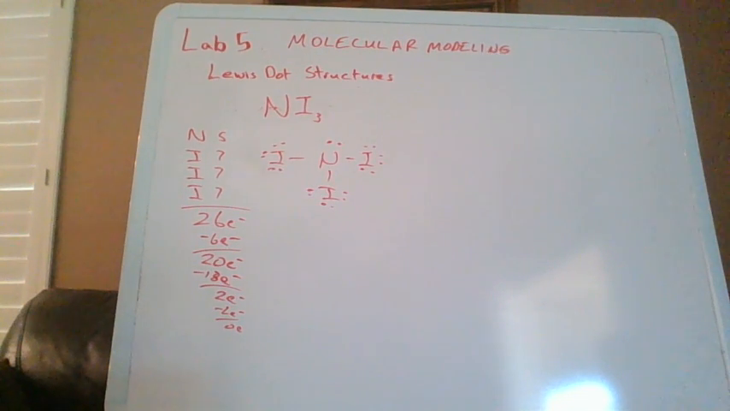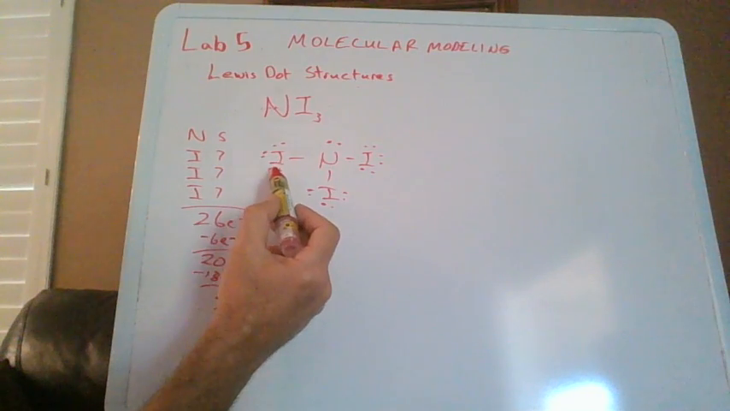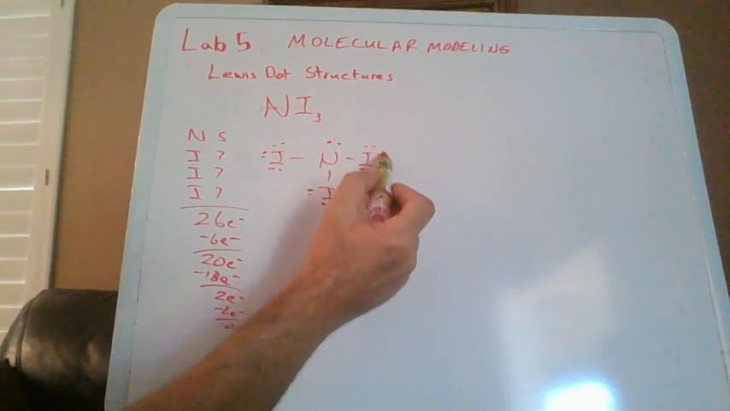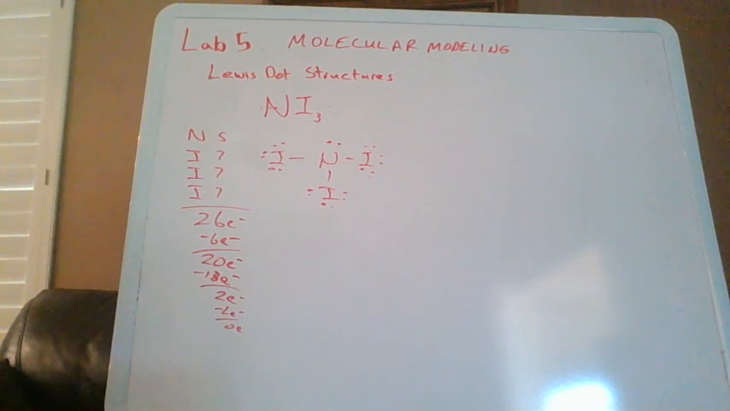And then to make sure our structure is correct, we have to count how many valence electrons everybody sees. So this iodine sees 2, 4, 6, 8, 2, 4, 6, 8, 2, 4, 6, 8. Nitrogen sees 8. So everybody's happy with that structure. So that would be the correct structure.